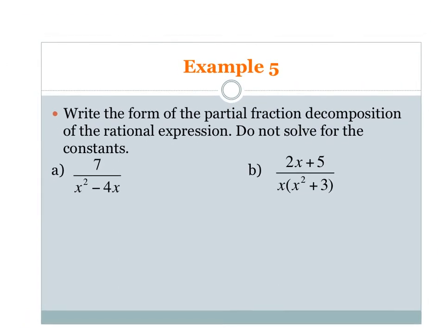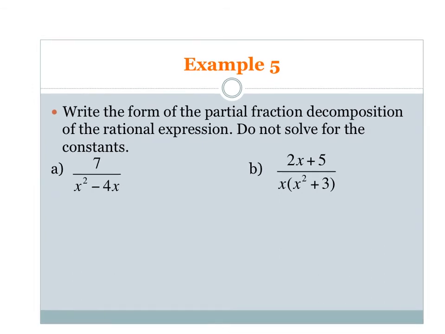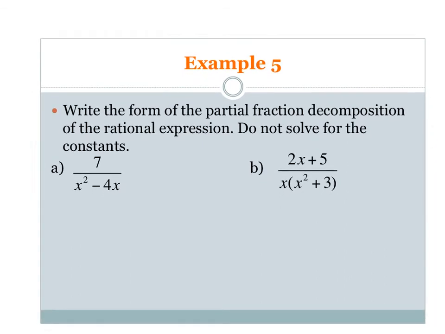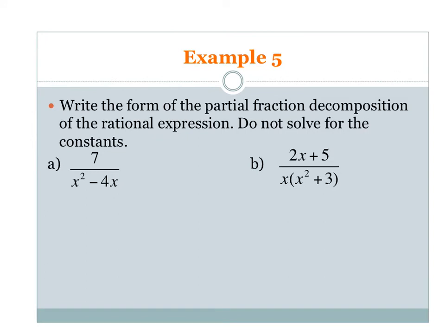So again, we're going to baby step our way into what these are. The first thing we're going to do is just factor it and split it up. It says, write the form of the partial fraction decomposition of the rational expression. Do not solve for the constants. So we're leaving A as A, B as B, and so on.